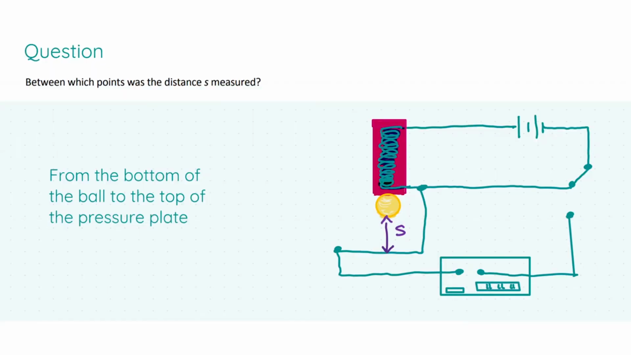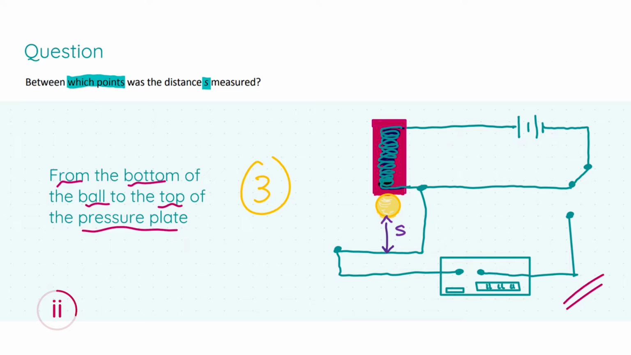Now, what's very important to know, and which we're asked next, is between which points was the distance s measured? And the answer, which will get you 3 marks, is from the bottom of the ball to the top of the pressure plate. Now, big tip here, and I've included it here, a scaled down, not labelled version of the diagram we saw in the previous part of the question. Always indicate this distance on the diagram. It does help support your answer. It makes it very clear that you know what the distance s is. Because even if your wording is a little bit off, if you indicate it on the diagram, you're guaranteed to get some marks. As you can see, I've drawn s right in here.